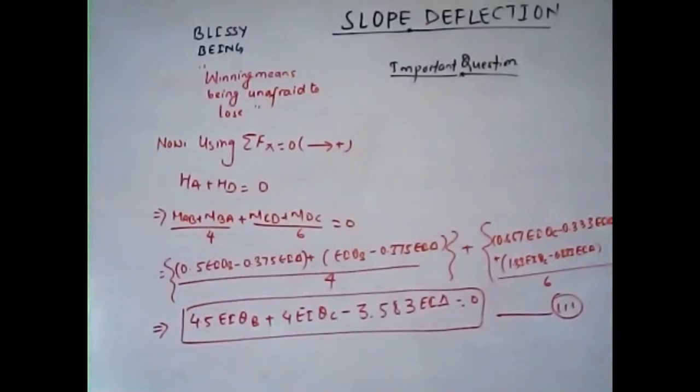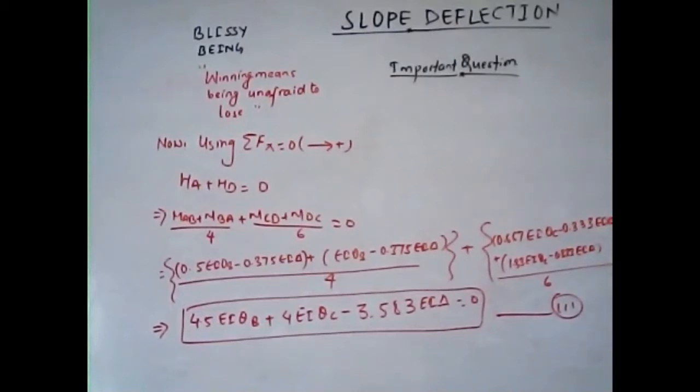Now friends, if you use the summation of forces in x direction equals 0, rightward direction as positive, then you will receive HA plus SD equals 0. So HA is given as MAB plus MBA by 4 plus SD is given as MCD plus MDC by 6 equals 0. If you substitute the respective values of moment in AB, BA, CD and DC, then you will get equation number 3 as 4.5 EI theta B plus 4 EI theta C minus 3.583 EI del equals 0. So this is equation 3.